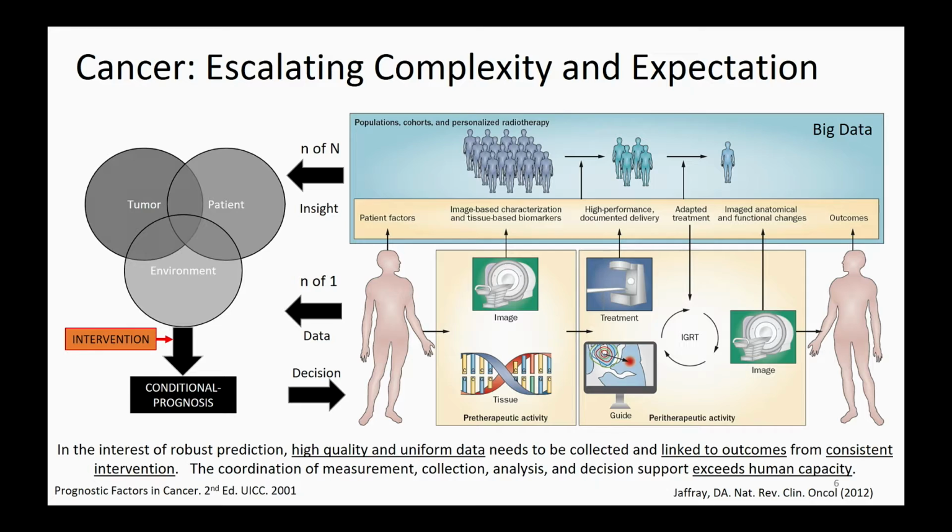In the context of cancer, an individual patient goes through the process of being imaged or their tissue is characterized, and then we try to predict the outcome given a certain treatment. We call that conditional prognosis. So you freeze the characteristics of the patient and the disease and the environment. You apply a certain therapeutic and you predict an outcome. That capacity to predict is critical. I'll talk about it and how it relates to the Hippocratic Oath in a second.